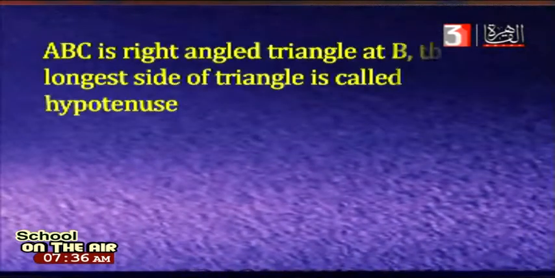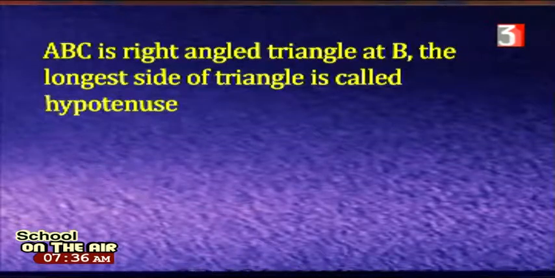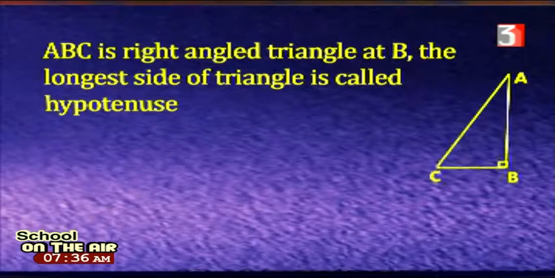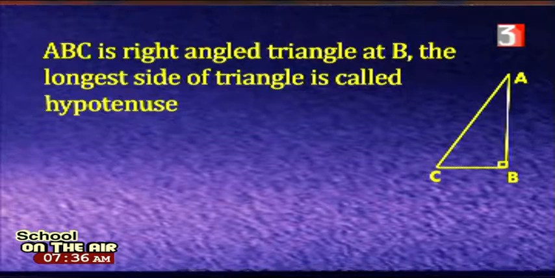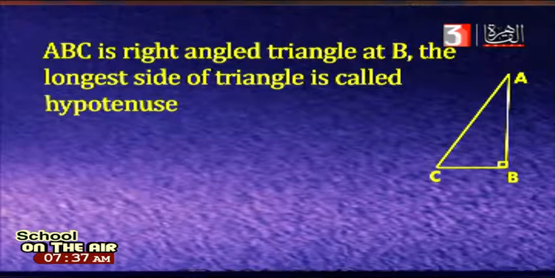First of all, then, if you have triangle ABC, right angle triangle at B, then the longest side of the triangle is called hypotenuse. What is hypotenuse? It is the side opposite to the angle of measure 90 degrees, and it is always the longest side of the triangle. So, if you look to the opposite figure, measure angle B is 90 degrees, so we can say that the hypotenuse is AC, and it is going to be the longest side of the triangle.